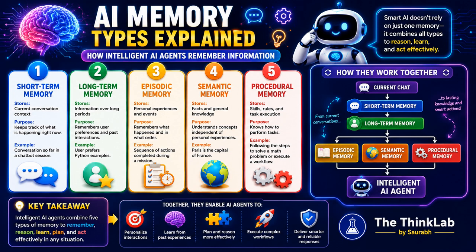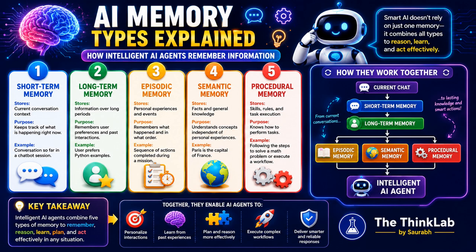So the first thing is, what is AI memory? AI memory is the ability of an intelligent system to store and retrieve information whenever it is needed. Without memory, an AI model would forget everything after every response. It would not remember your question, it would not know your preference, and it could not complete multi-step tasks. So memory is what transforms a language model into an intelligent AI system. Let's understand its memory types one by one.